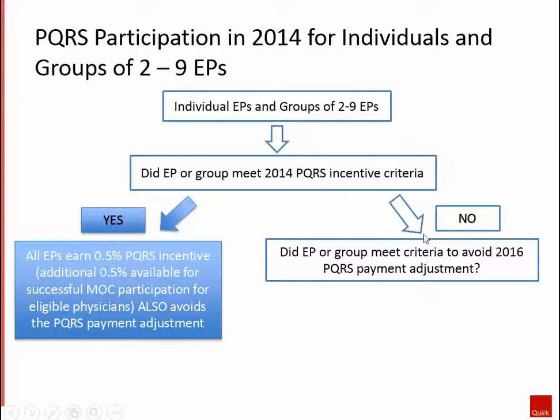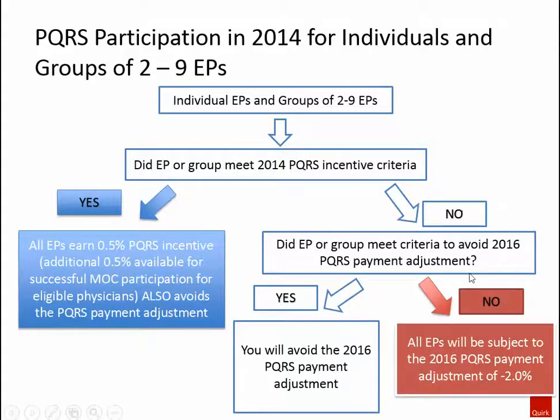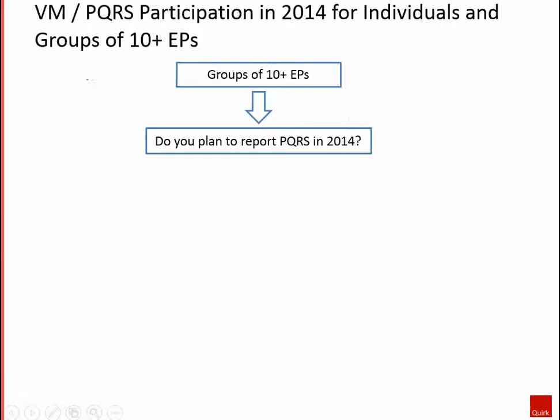If the answer is no, then I would ask another question. Did the EP or group meet criteria to avoid the penalty? If the answer is yes, they reported and had successful reporting just enough to avoid the penalty, then that's it. They just avoid the penalty. If the answer is no, then of course they would be subject to the 2016 PQRS payment adjustment of 2%. Again, they are not qualified for the value modifier program, but they will receive the penalty related to PQRS.